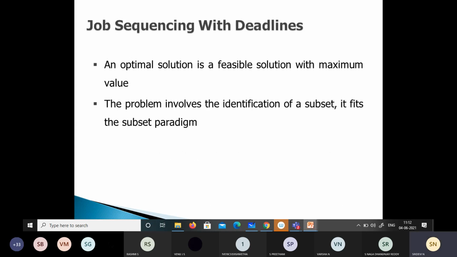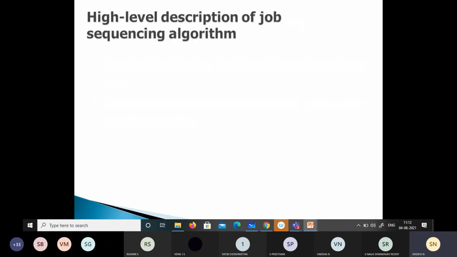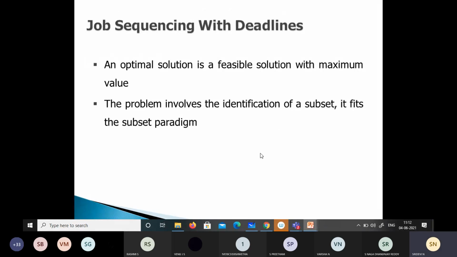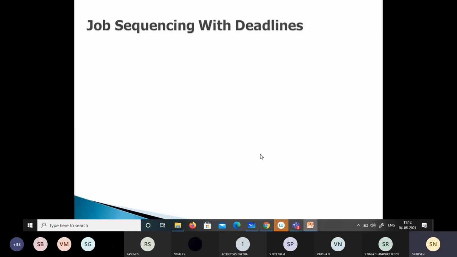And the job should also be completed within a given deadline. So here the problem is to identify a subset so that it will fit the subset paradigm. What is the paradigm? The paradigm is that the job should be completed within the deadline and the profit should be maximum. Okay. A high-level description is not required. This is for job sequencing with deadlines.